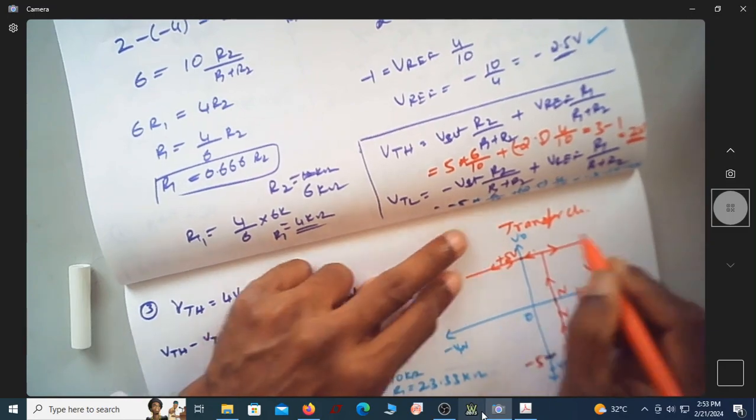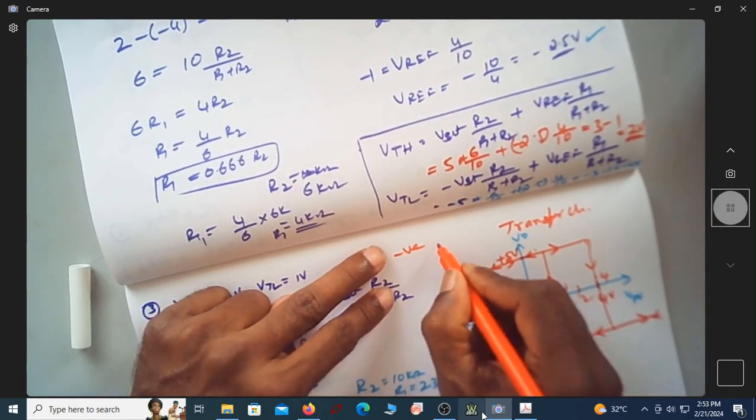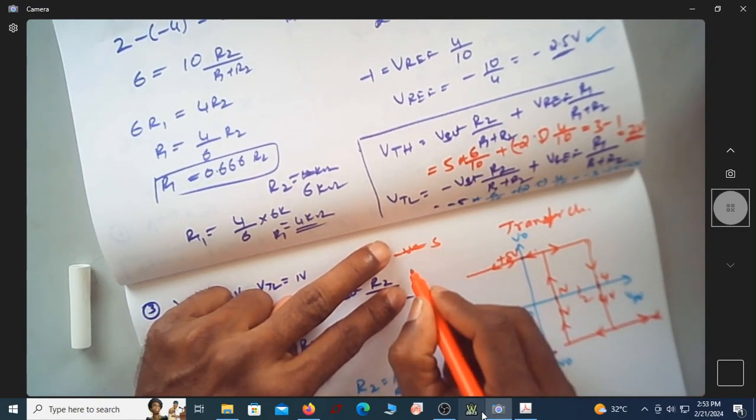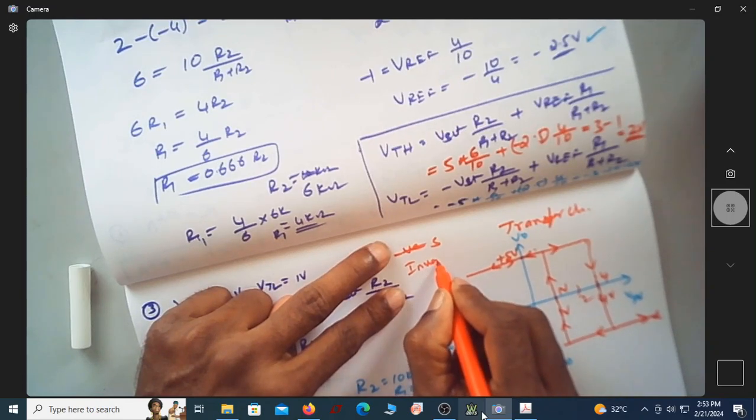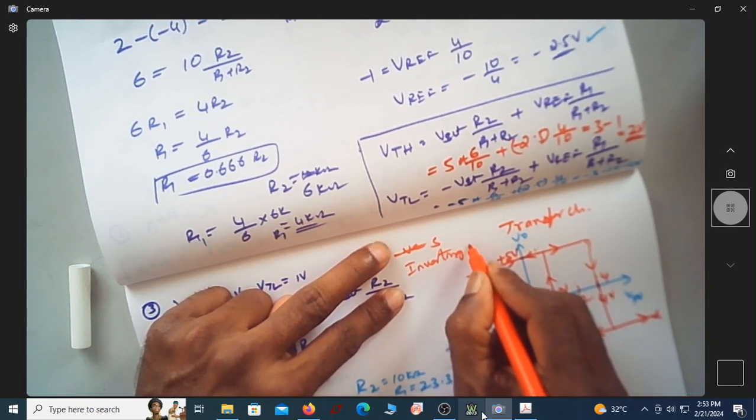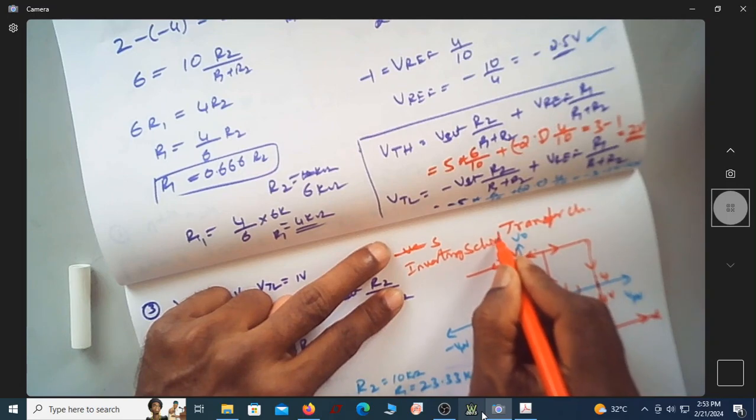This is the transfer characteristics of the negative Schmitt trigger, or inverting Schmitt trigger.